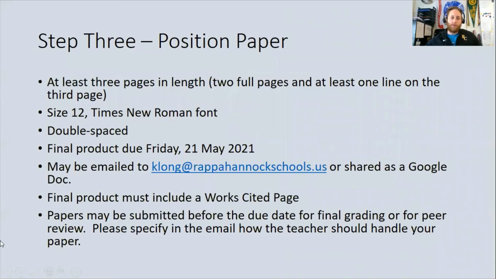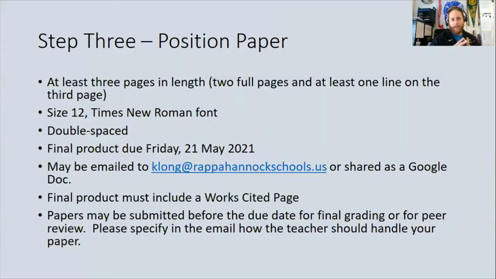So step 3. Sorry, my little face was in the way. Step 3 is the position paper itself. Once the outline is done, you should kick that over to me so I can review it before you start working on your paper. And again, that's due Tuesday the 18th. The position paper itself shouldn't be that much harder than the outline. Once the outline is done, you're pretty much just transferring ideas over, adding more sentences, working on your transitions, and making sure that it makes sense.